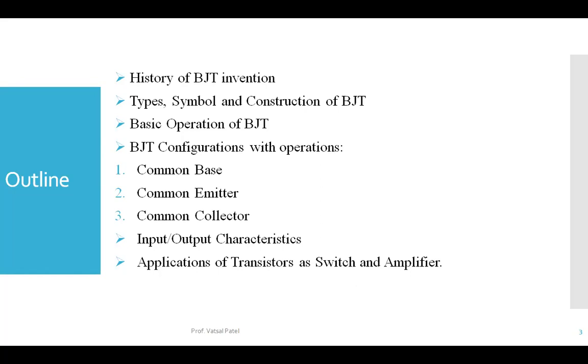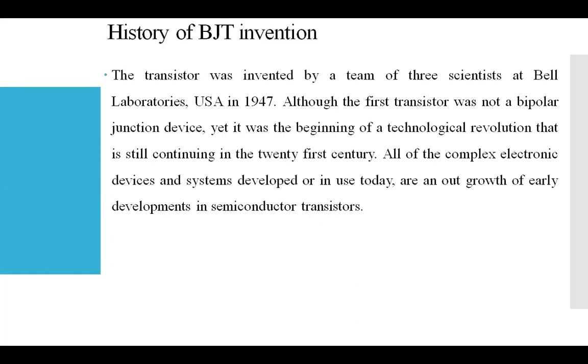as per the syllabus given. The basic structure will start with that, and first of all, we can see the history of the BJT. The transistor was invented by a team of 3 scientists at Bell Laboratory in the USA in 1947. The first transistor was not a bipolar junction device, yet it was the beginning of the technological revolution that is still continuing in the 21st century.